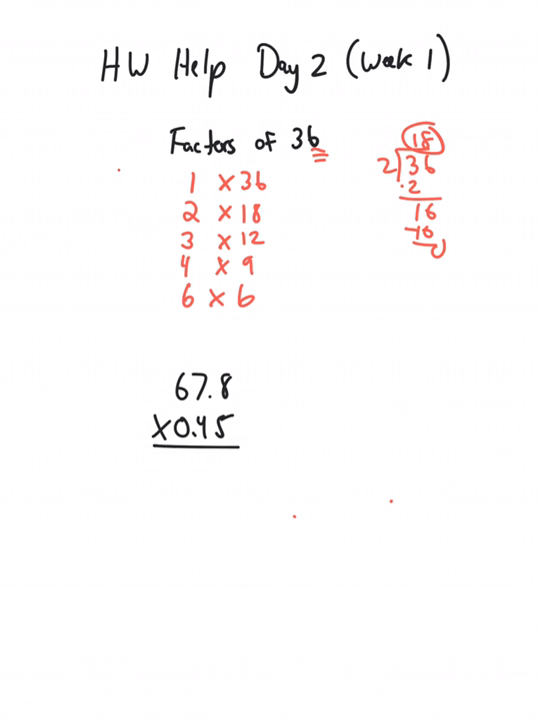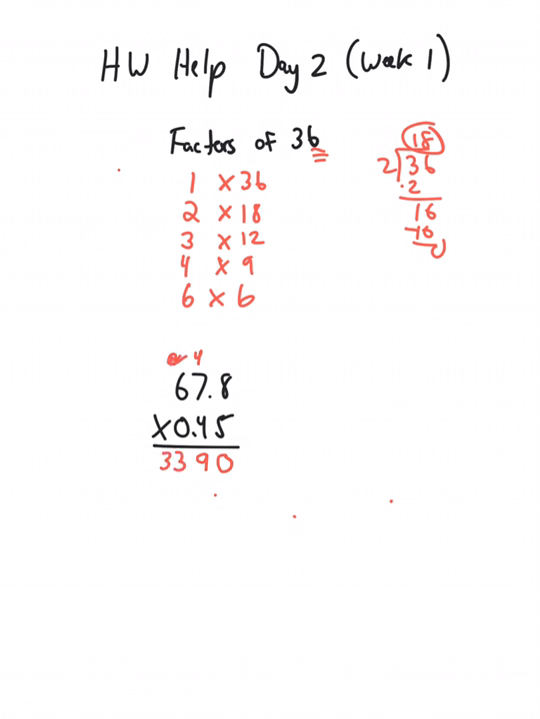Alright, let me get ready here. So I'm going to start with 5 times 8, which is 40. You write the 0, carry the 4. 5 times 7 is 35, plus that 4 is 39. Write the 9, carry the 3. And 5 times 6 is 30, plus that 3 is 33.